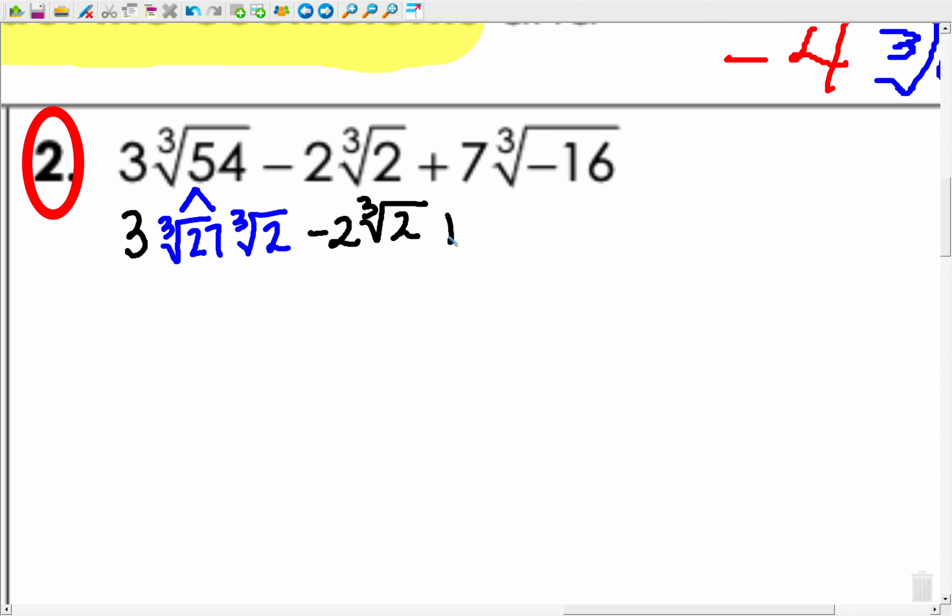Now bring down the positive 7. And now I'm going to split apart this because this here can be rewritten as the cube root of negative 8 times the cube root of 2.